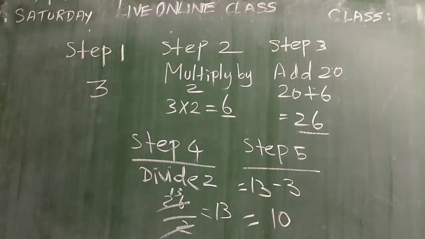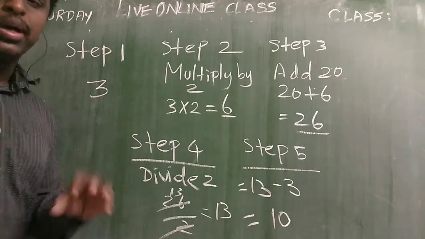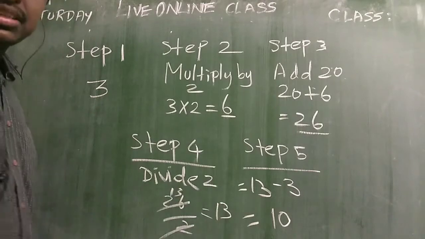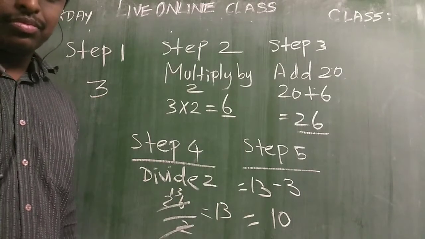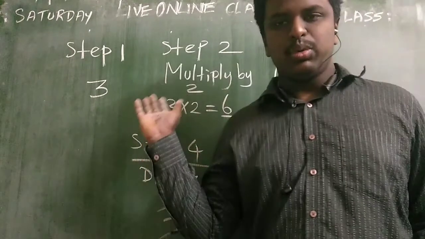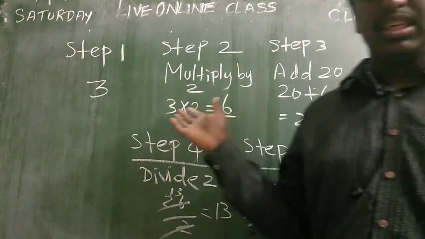So any number you can apply, 4, 5, 10, 12, 20, 40, 60, any number, you can get this 10 as the answer. So I hope you enjoy this game. So what is the scope of this game? Why are we playing this game?